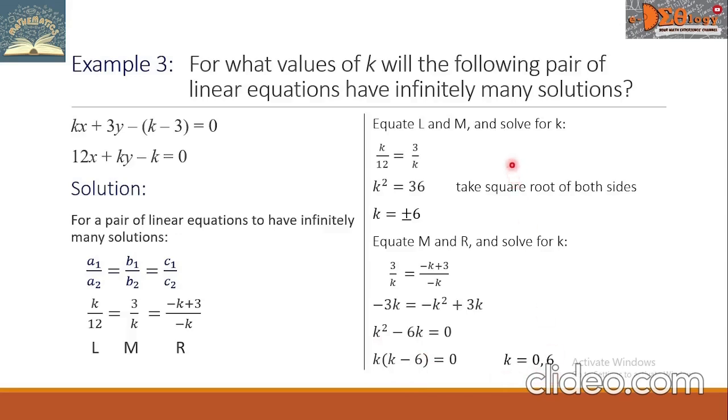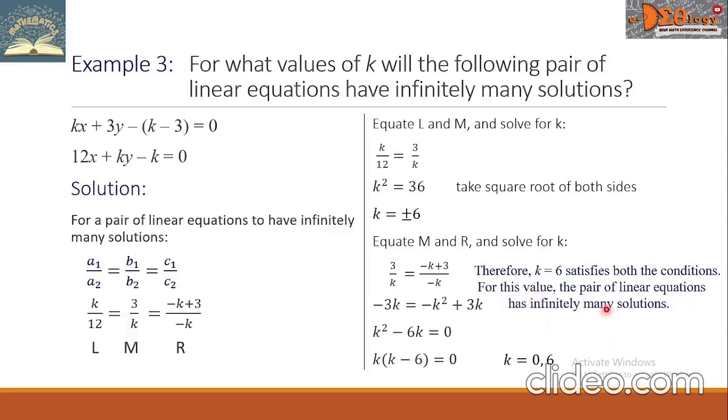We can see here, in the first condition, we have two values of k, positive 6 and negative 6. In the second condition, there are also two values of k, 0 and positive 6. Note that positive 6 is a common solution to both conditions. Therefore, k equals 6 satisfies both conditions. For this value, the pair of linear equations has infinitely many solutions. So our answer here, k equals 6.